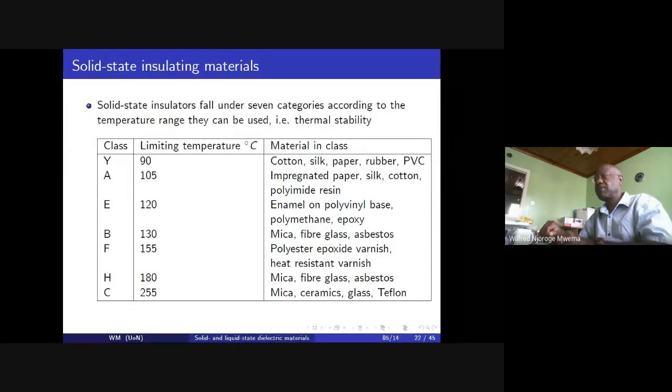So class F at 155 degrees C, we have polyester with epoxide varnish, heat resistant varnish in cables. So the class H, which can operate up to 180 degrees, is again, we can have mica as well. We have fiberglass and also asbestos. This will be treated maybe to try and improve the temperature from the class B form. And class C, which operates at the highest temperature of about 225 degrees C. And again, we have micas, the ceramics, such as Duroid, and we have the glass and Teflon.